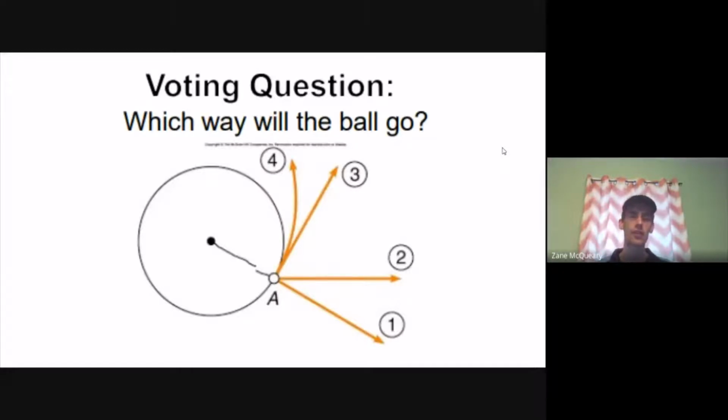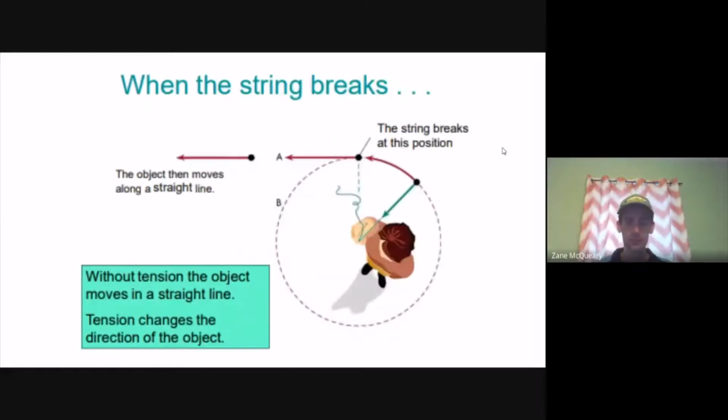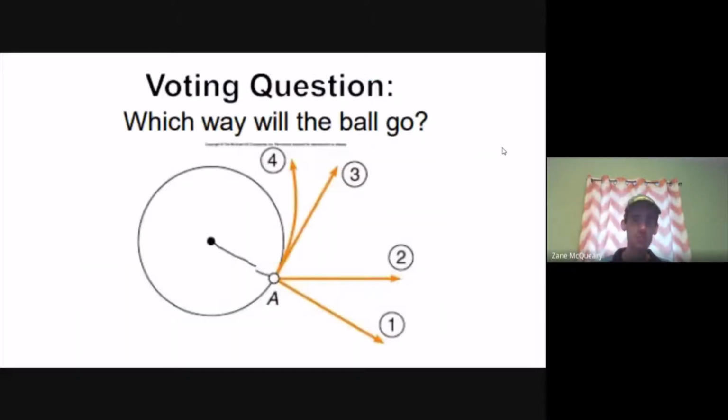Quick question here. Which way will the ball go? So that ball is attached to a string that's been going around in circles. Eventually, that string, for whatever reason, gets snapped. What direction will that ball travel? When the string breaks, the ball is still going to be going tangent to that circle because that's the way its velocity is pointing. So it's going to travel like number 3.